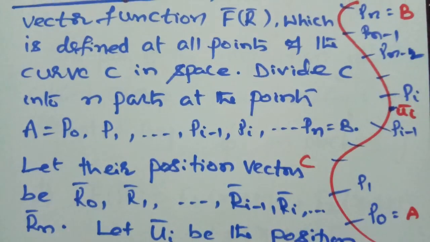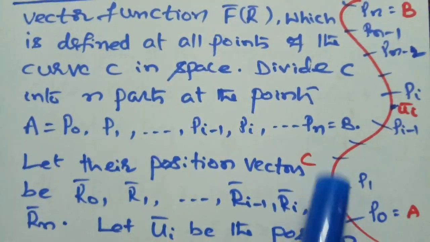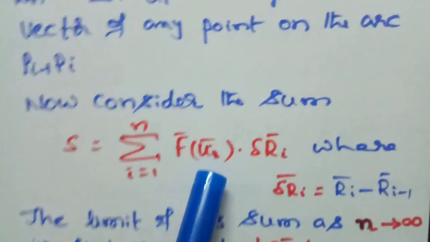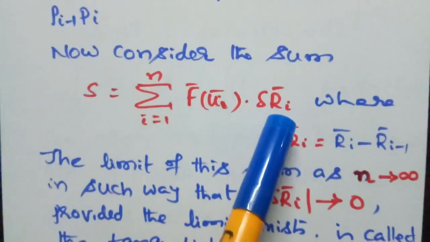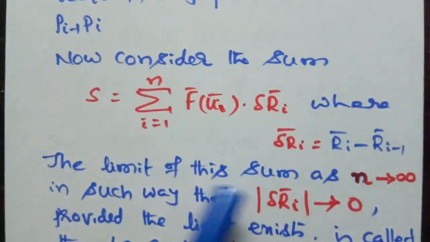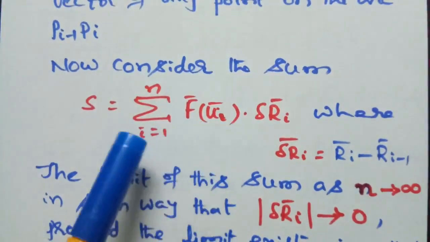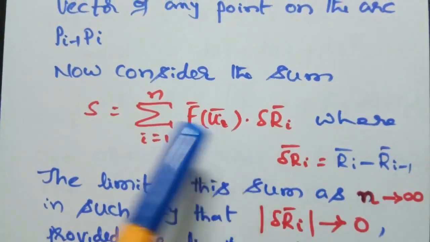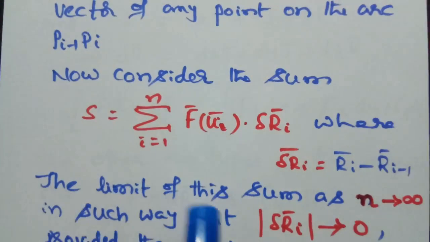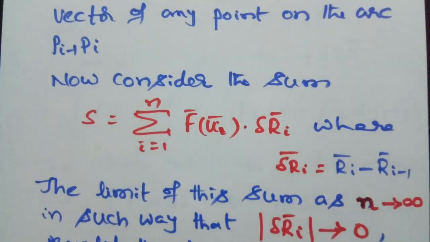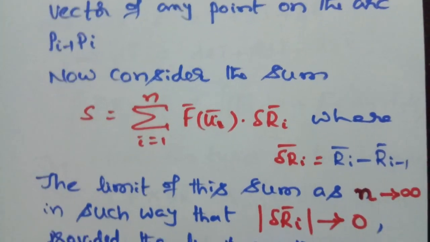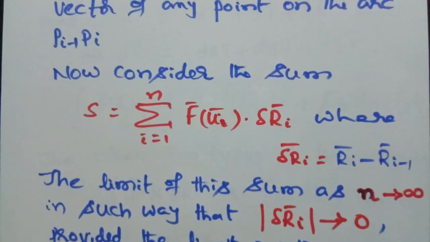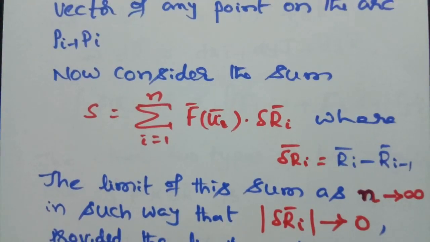In such a way, each and every point of the curve is covered, and this summation of f bar of ui bar dot delta ri bar covers each and every point of the curve. So this summation is not possible to count manually. Therefore we take the limit as n tends to infinity, in such a way that modulus of delta ri bar tends to 0, provided the limit exists.